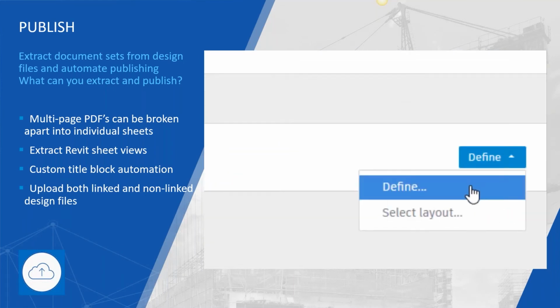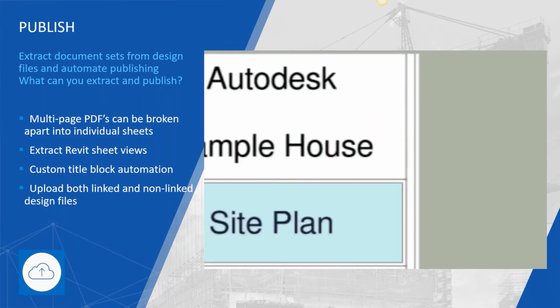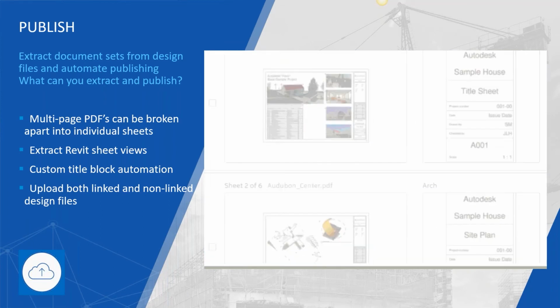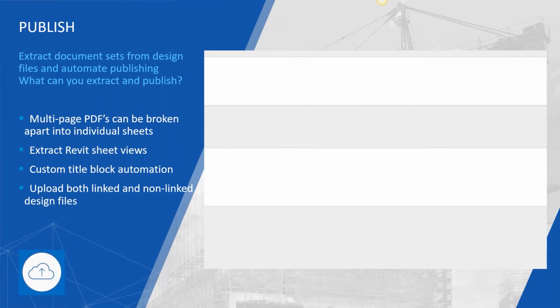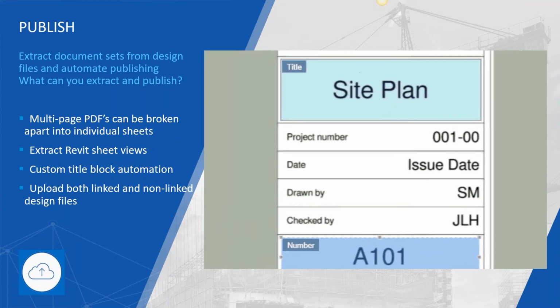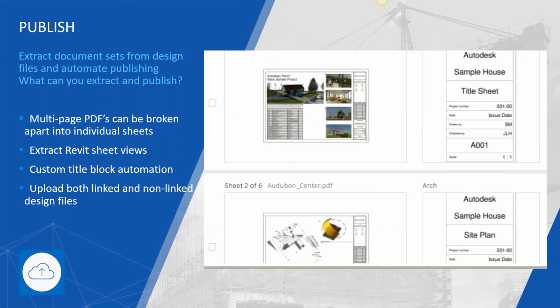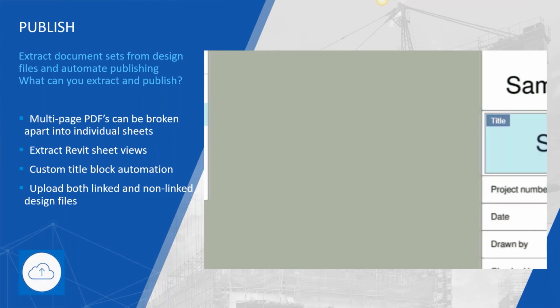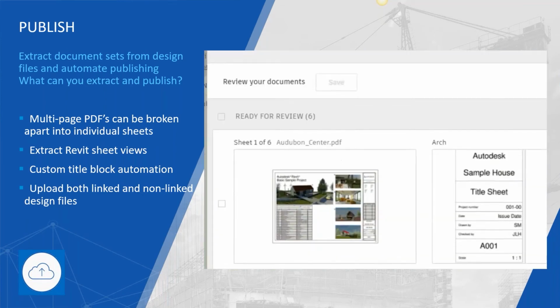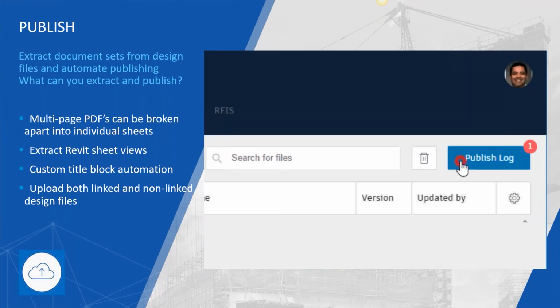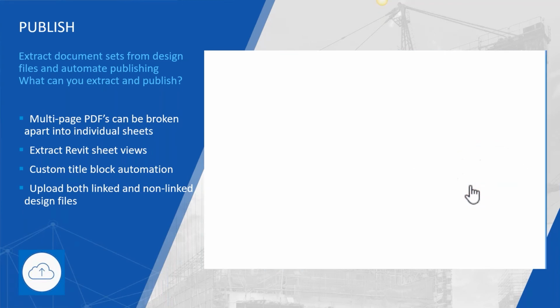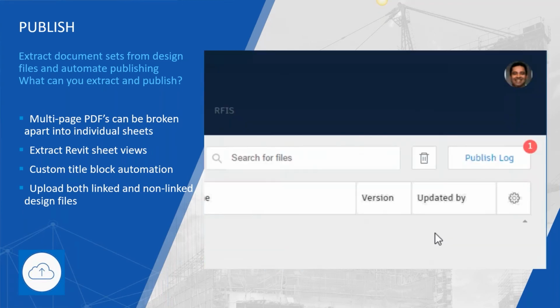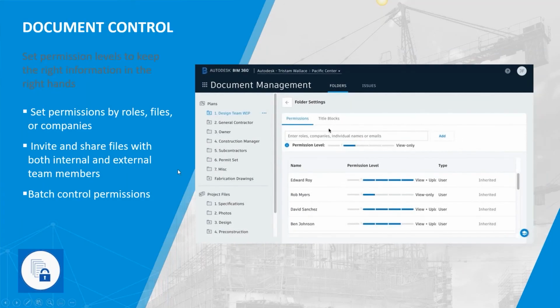Let's talk about each of these. You can publish. You can create an OCR for a multi-page PDF that has been broken apart into individual sheets and extract all of the information inside your sheets. So the next time you publish the set, it will automatically find the important information from your title block. You can upload both linked and non-linked design files inside of the project. So before I go into document control, let's talk about the different options you have in your document management, shall we?